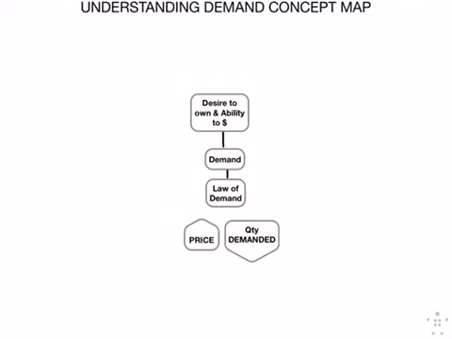In Chapter 4, we've been learning about the idea of economic demand. The definition of demand has two parts. First, it is the desire to own something, and second, the ability to pay for it. That definition leads us to the concept of the law of demand, which also has two parts.